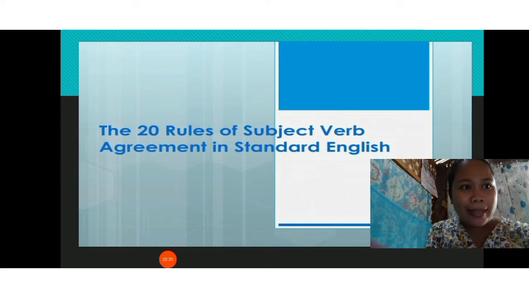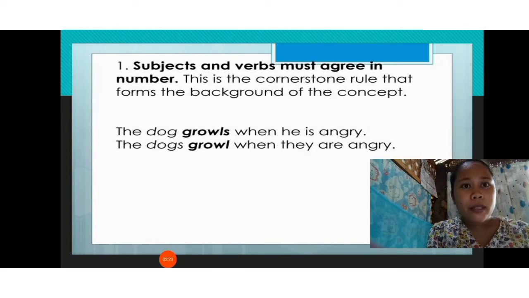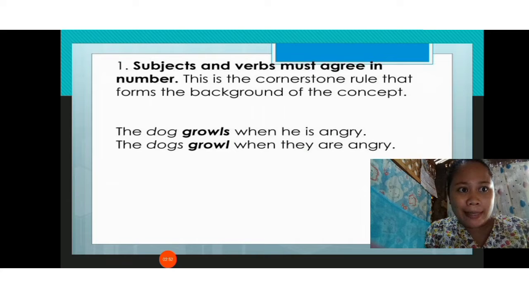And the first rule is: subjects and verbs must agree in number. This is the cornerstone rule that forms the background of the concept. So this means that if our subject is singular, then our verb to be used will also be singular. And if our subject is plural, then our verb will also be plural. For example, the dog growls when he is angry. We have the subject the dog, which is singular. So this means that we need to use the singular form of the verb also, and that is growls with S.